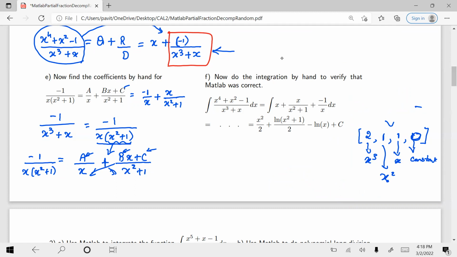Do you want me to scroll down because I think I moved faster? Do you want me to scroll down a bit?